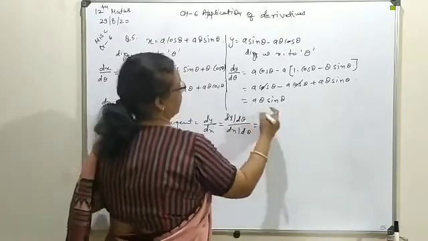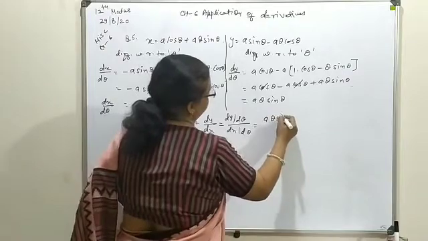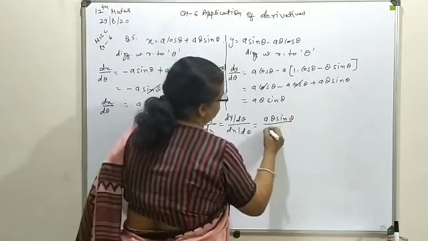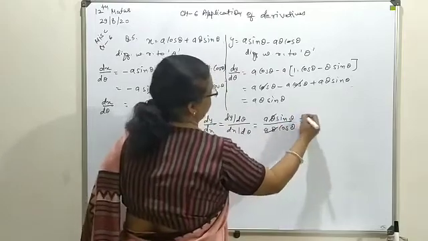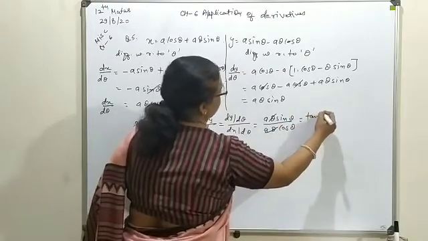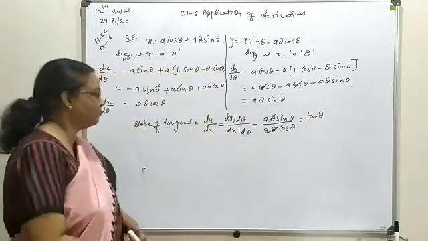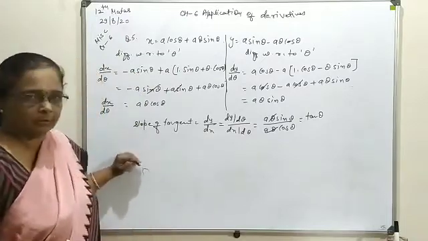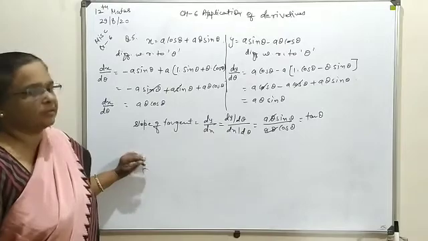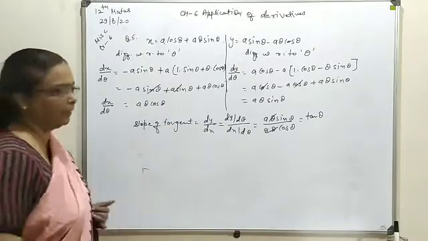Dy by d theta, that means a theta sine of theta. This is a theta cos of theta. Make them cut. Sine by cos means tan theta. Here you have the slope of the tangent. Here you can define the slope of the normal as minus 1 upon tan theta.